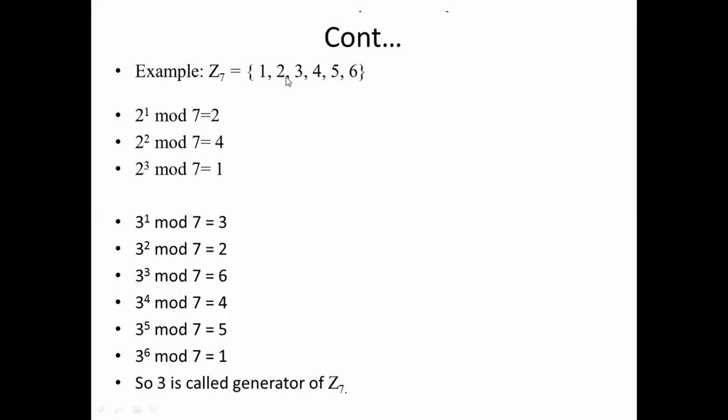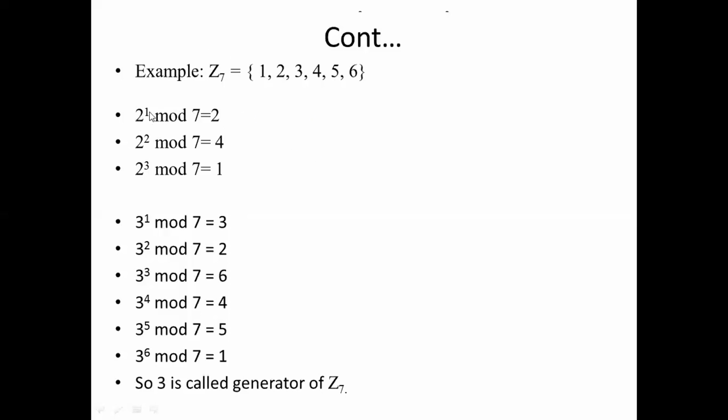Next check with 2. The GCD of 2 and 7 is also 1. 3 and 7 also 1. Like this you need to check until 6, because it is Z7. These are nothing but the elements of Z7. Afterwards, you need to check with 2, then 3, 4, 5, 6, whether they are generators of Z7.